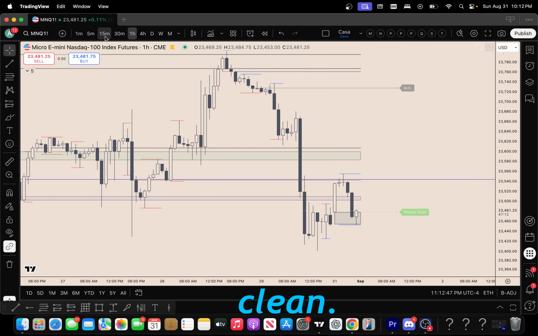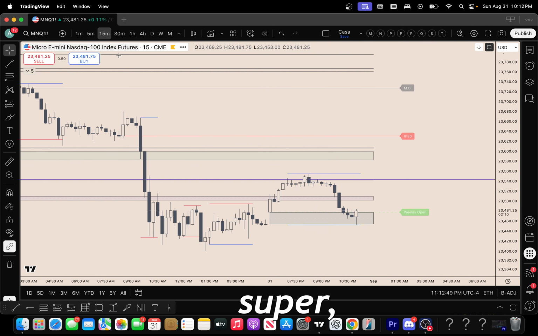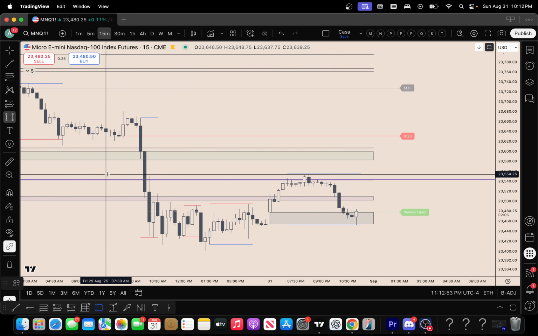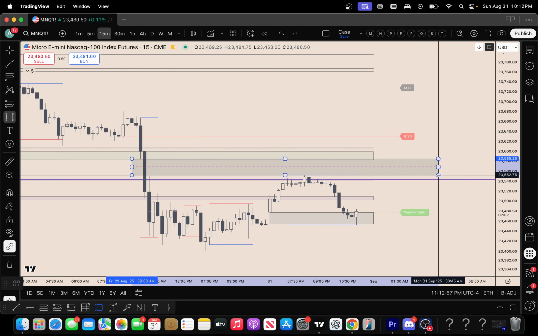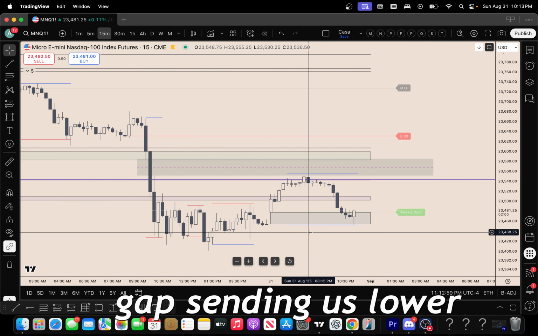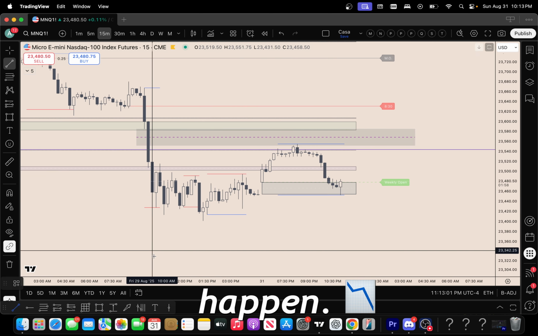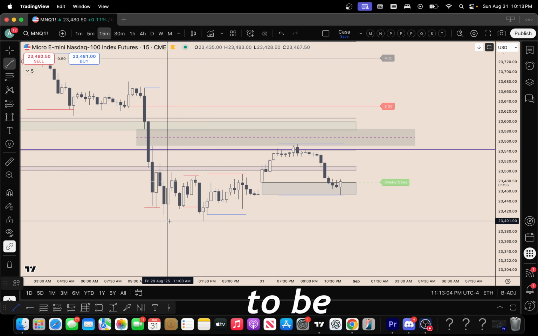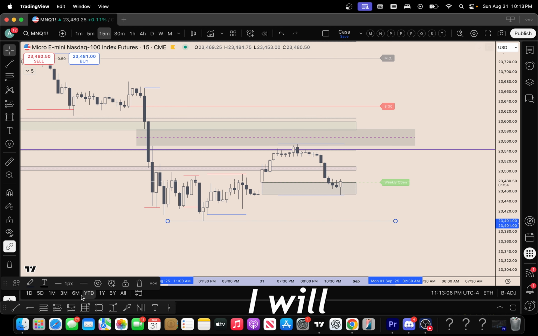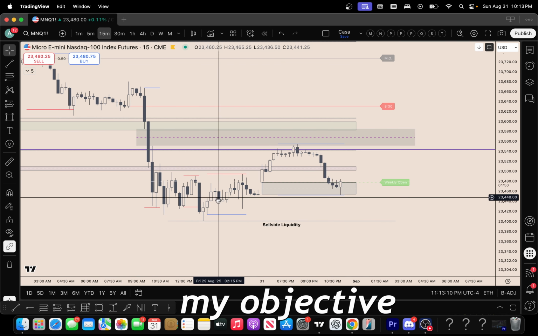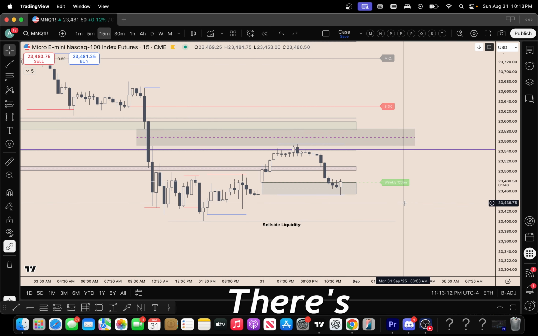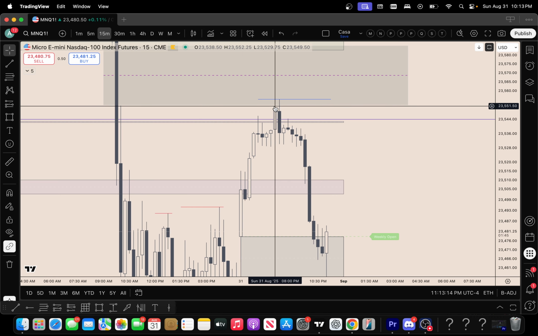Okay, this is actually super duper clean. But on the M15, what do we see? Clear measuring gap, lower. So what's likely going to happen? Tomorrow is Labor Day, so I'm not going to be touching the charts. Fortunately, I will be outside. Sell side, this is my objective because we're coming off of this measurement block.